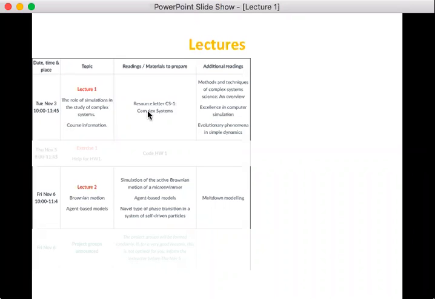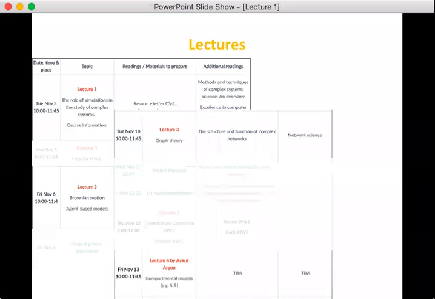All this material is available if you go in Canvas in Files. In Files you will have lectures, where I will also put the lecture notes and the readings and additional readings for each lecture. The next lecture will be on Friday, and it will be on Brownian motion and agent-based models. Again, there are some readings and some additional readings. Ideally, you should read the readings before the lecture so you can ask questions.